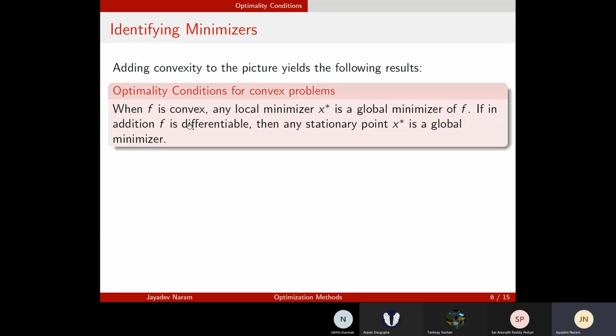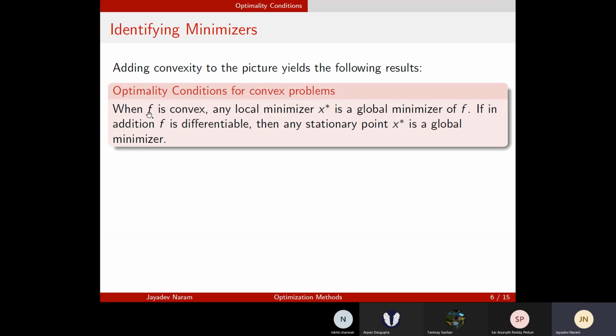Sometimes it's better not to just convexify and to solve the direct problem instead. You might get to a good enough solution that way. But one thing to note is that when we have a convex function, any local minimizer x star is a global minimizer. And if in addition we have the differentiability condition, here we do not need it, but if we have it, then any stationary point x star is itself a global minimizer. So this is much better.